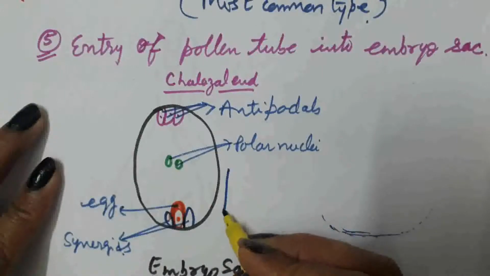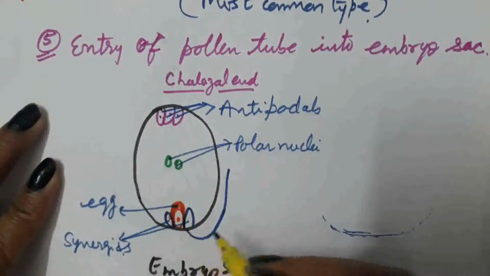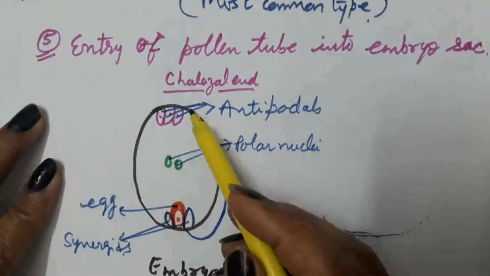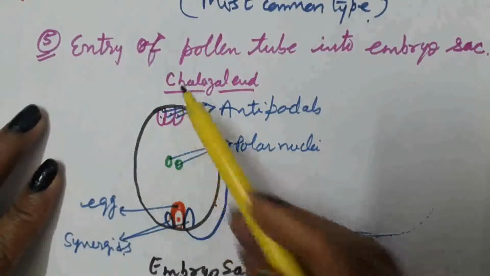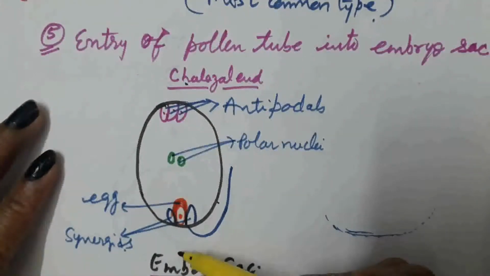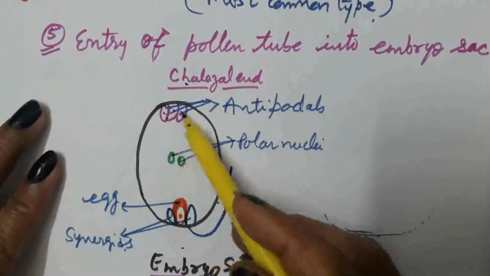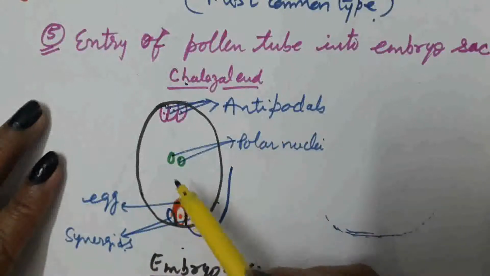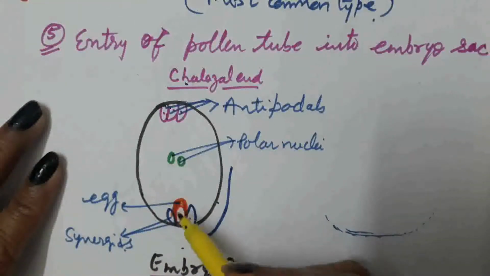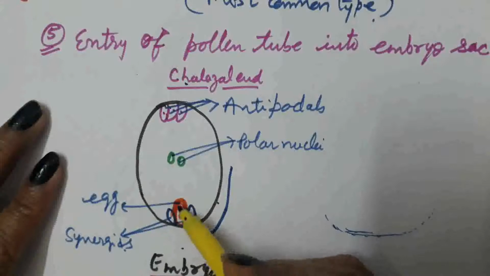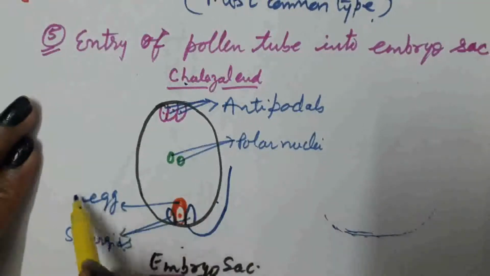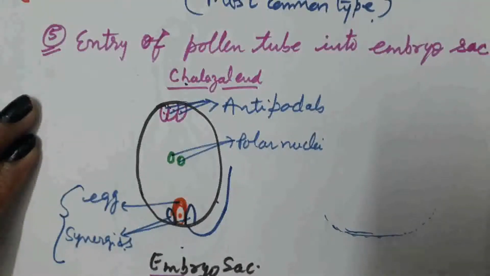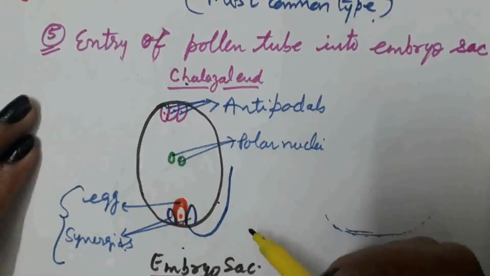This is the pollen tube which enters through the micropylar end. Here I make the diagram of the embryo sac. This is the chalazal end and the other end is known as the micropylar end. So, towards the chalazal end, three antipodal cells are present. Towards the micropylar end, in the center, the larger cell shows the egg cell, and the two smaller cells on either side of the egg cell represent the synergids. Egg and synergids together constitute the egg apparatus. In the center, two polar nuclei are present.